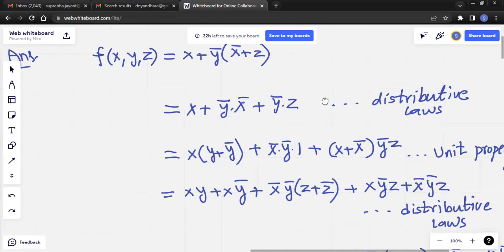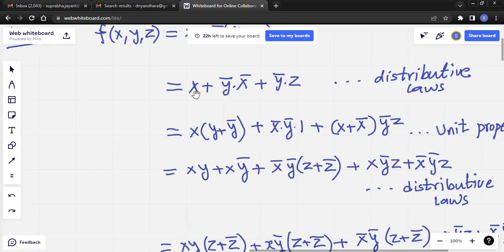Now here x is all alone. We have to bring the remaining variables over there. So I'll read this x as what? X into 1. We'll use identity law. So 1 can be written as y plus y bar. We want to bring y in picture. This was x into 1. So 1 we will write in terms of y. What way? Y plus y bar. So this x now is written as x into y plus y bar.